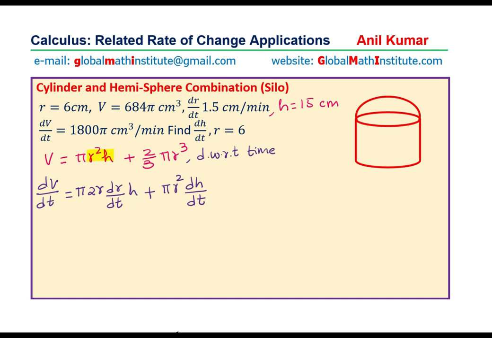The next term here, differential, is 2 by 3 pi times 3r square times dr/dt, right? Implicit differentiation. So we have an expression. This can be simplified. Okay. So we can now substitute the values given. dV/dt is 1800 pi. So we are substituting the values.